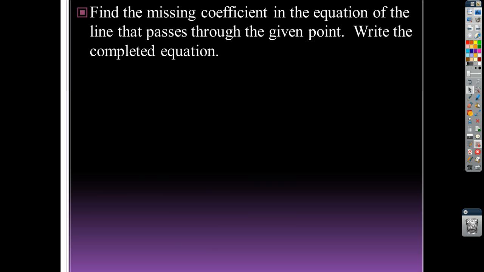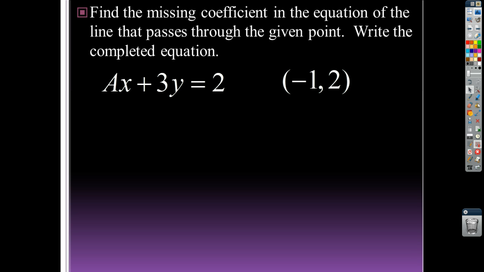Okay, now find the missing coefficient in the equation of the line that passes through the given point and write the completed equation. All right, so here we go. ax plus 3y is equal to 2. And here's the point, negative 1, 2. So now what I'm going to try to do is figure out what a is. What does that lead coefficient need to be?